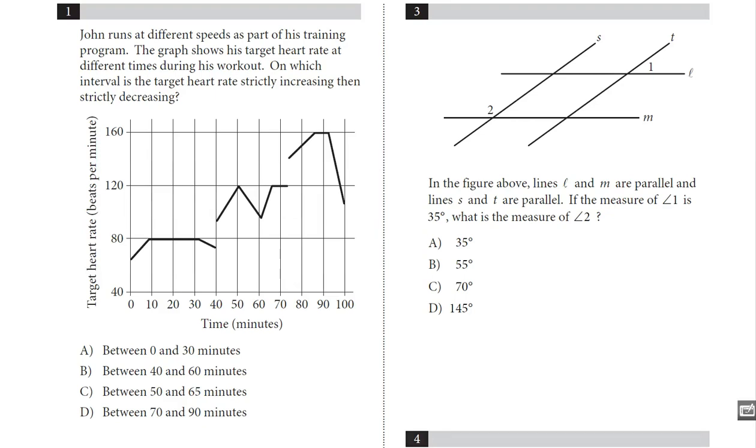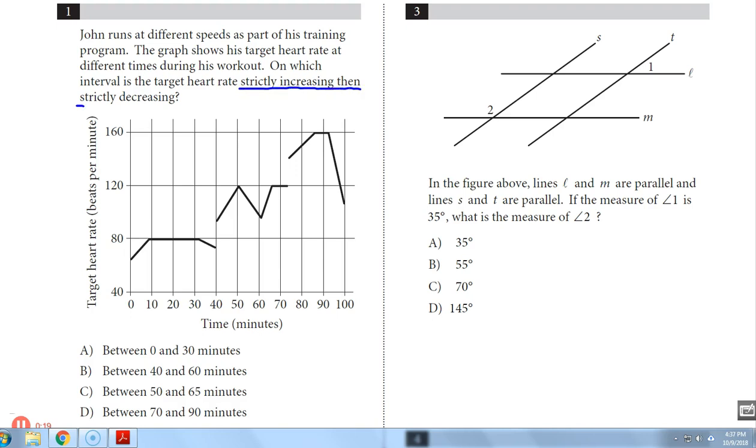All right, starting off with number 1. It says John runs at different speeds as part of his training program. The graph shows his target heart rate at different times during the workout. On which interval is the target rate strictly increasing, then strictly decreasing? They want to know what interval, so what block of time.